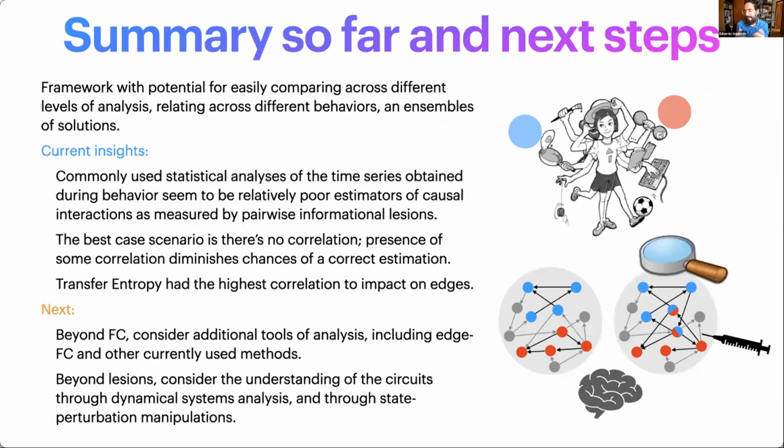Okay, so just to summarize, I'm presenting here a framework for a way to begin to connect the type of analysis that people are doing on real neural activity to the type of things that we have access to with these computational models. The current insights are that at least the ones we tried so far seem to be very poor estimators of what's happening inside the circuit. And where we're going next is, of course, beyond functional connectivity to other tools of analysis, particularly edge functional connectivity, which is very hot and being used right now. And going beyond lesions to other kinds of analysis, dynamical systems analysis and state perturbation.